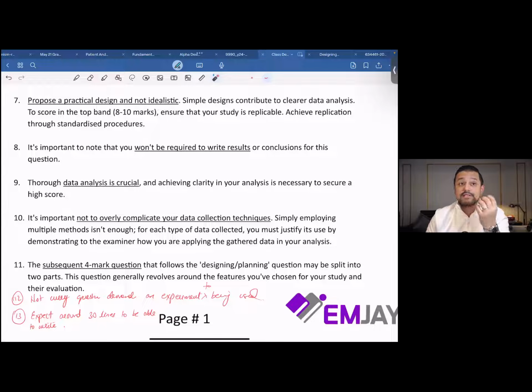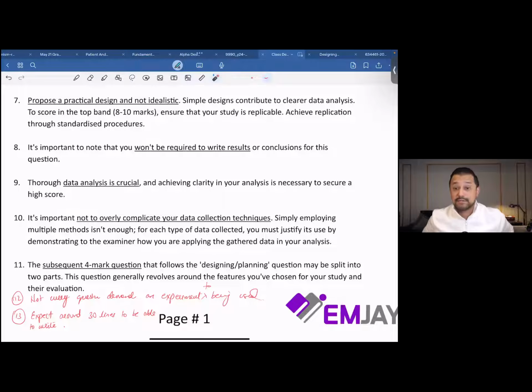So if their studies have flaws, if their studies have their weaknesses, it is totally okay for your study to have a few flaws too, right? This does not at all mean that you tend to miss out on the essential components of answering, but then again, come up with a plan that is more practical, more realistic than idealistic. Simple designs contribute to clearer data analysis.